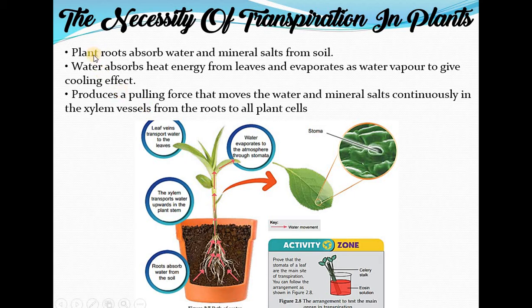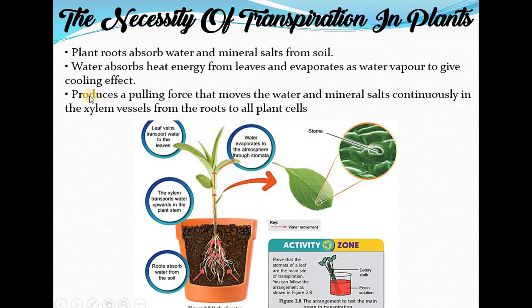So what we can see here is the necessity. Number 1: the plant roots absorb water and mineral salt from the soil. Number 2: water absorbs heat energy from the leaf and evaporates as water vapor to give a cooling effect. So after the water vapor is lost from the plant, it will give a cooling effect to the plant.